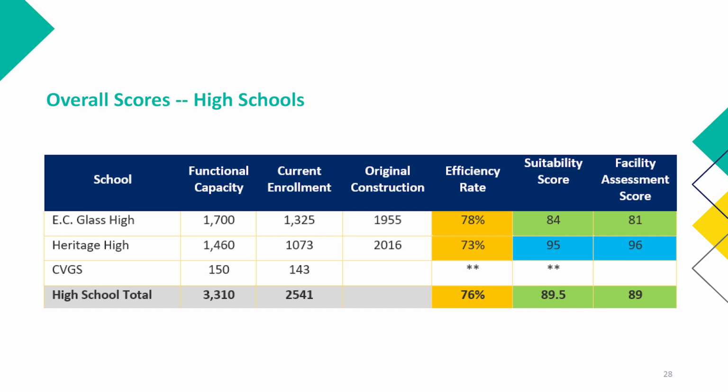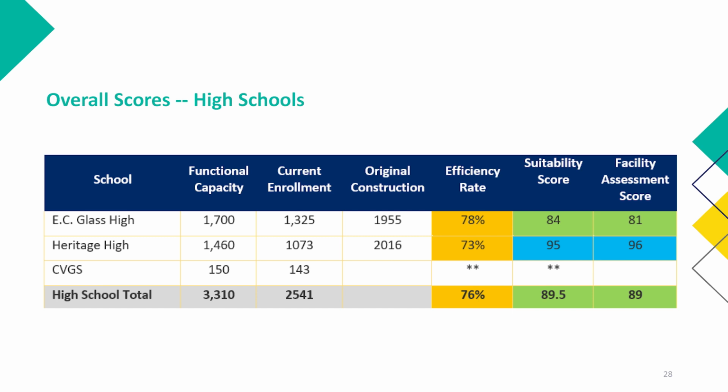So your current enrollment at Glass, you can see, is 1,325. Functional capacity is 1,700. Original construction is 1955, but you can see the efficiency rate, and it's just straight math, a division of these numbers, 78 and 73 for Heritage, and so you've got a 76% efficiency rate.